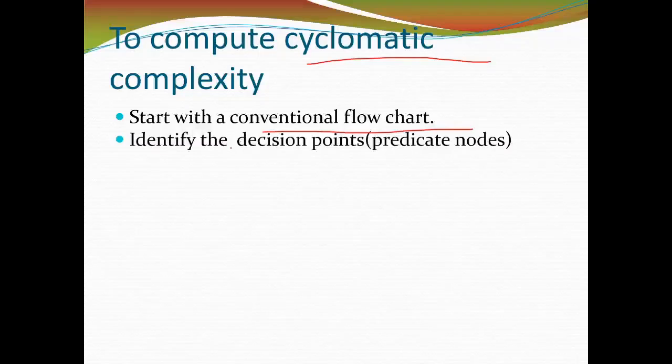And then identify the decision points. Identifying decision points means finding how many conditional statements are there in that particular code. That is very important. And that we call predicate nodes. For decision making points, conditional statements, we call them predicate nodes.